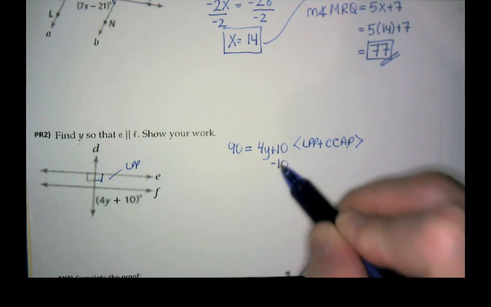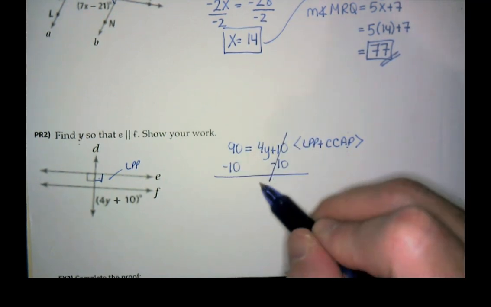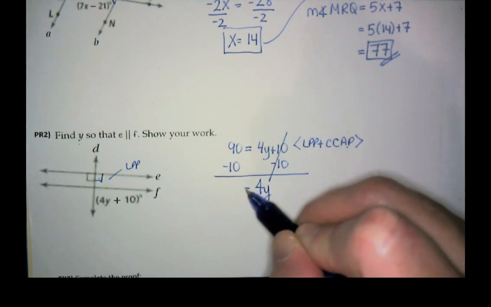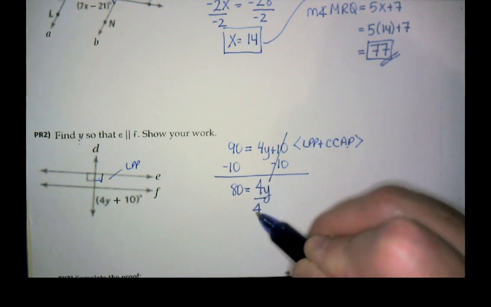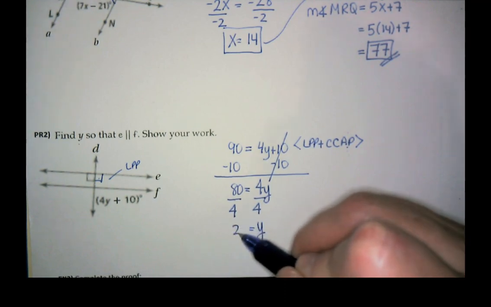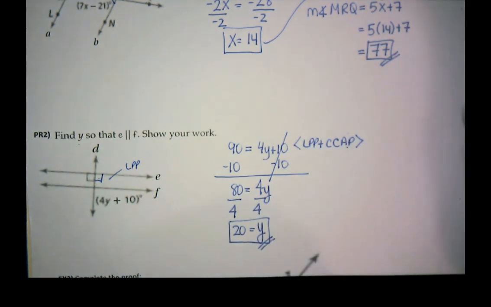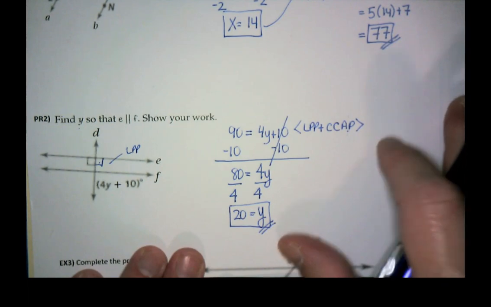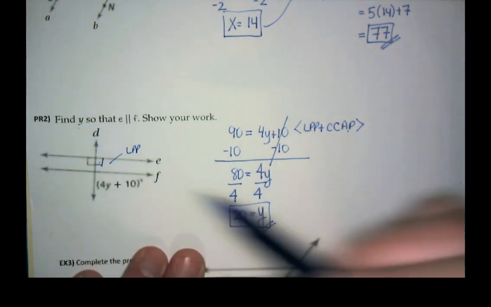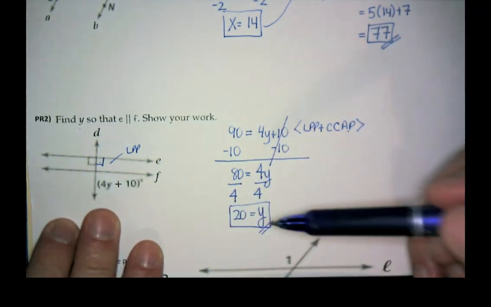So then I have 90 equals 4y plus 10. We're going to subtract 10 from both sides. So we're going to get 10 cancels. We're left with 4y equals 90 minus 10 is 80. We divide by 4. Y equals 20. Okay, very good. And now this problem asks to find the value of y. So the value of y that makes these two lines parallel will be y equals 20.